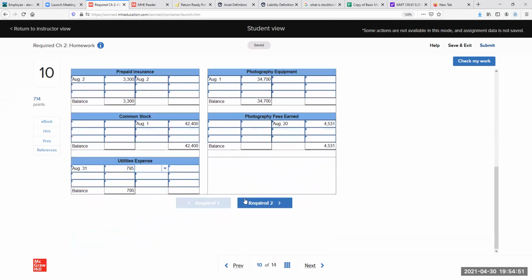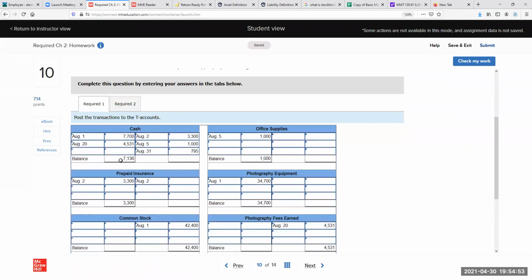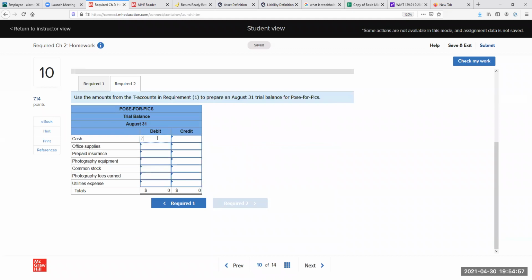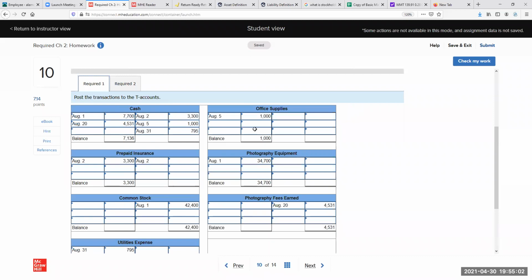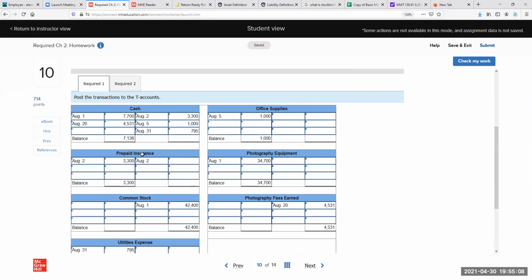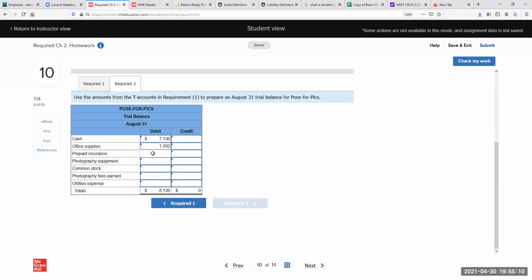So now watch what requirement 2 is. Now look, here's the balance, 7,136. So you just have to put in the balances. What's the balance of office supplies? $1,000. What's the balance of prepaid insurance? $3,300. Now they have to balance.